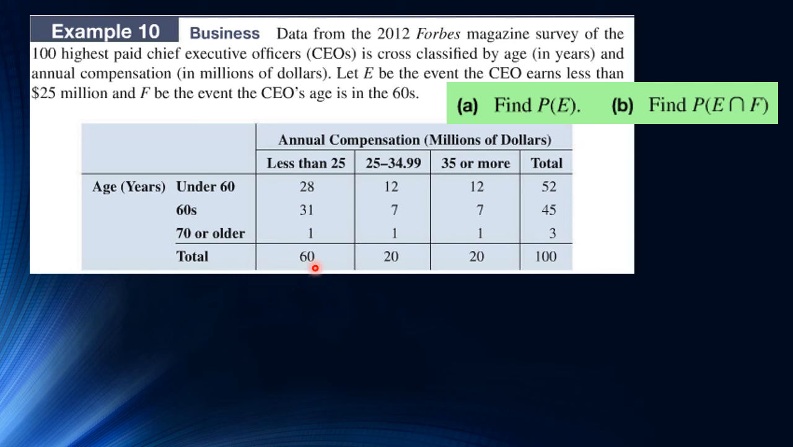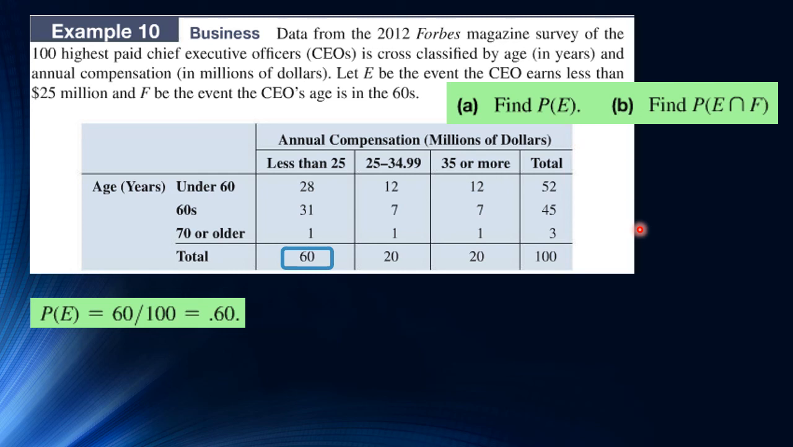Well, what is our sample space? How many people were in this survey? 100. So the probability of E is pretty easy to find. It's just 60, the total number that earned less than 25, over the total number that were surveyed. What's the probability of E and F? What's the probability that the CEO earns less than 25 and the CEO is in his 60s?